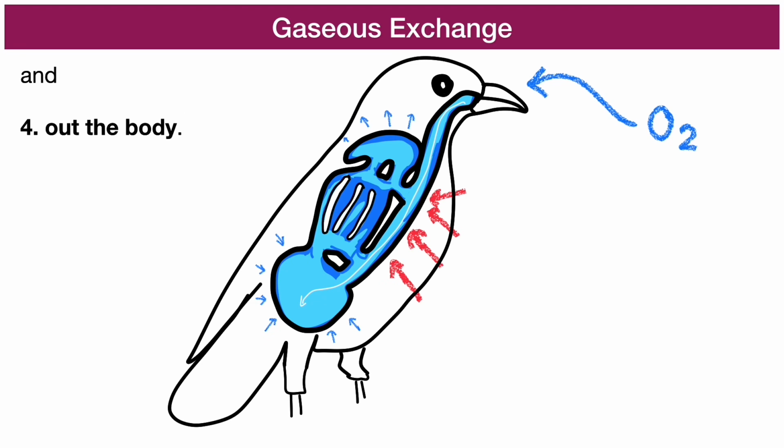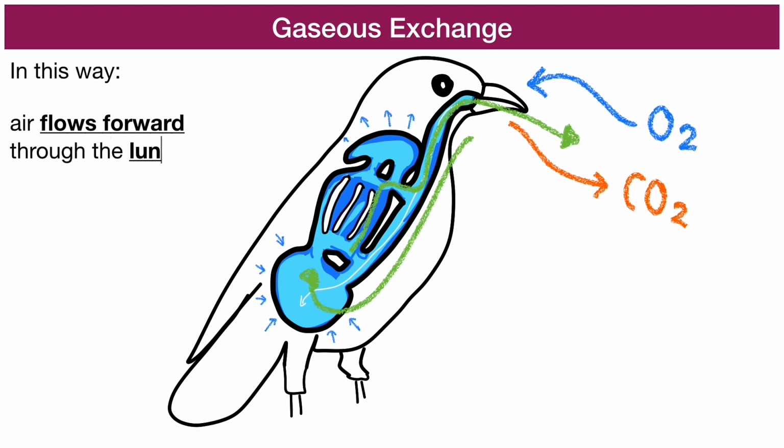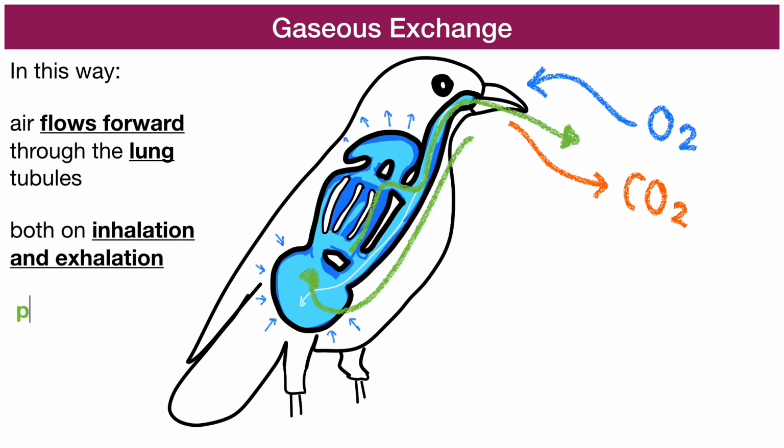And this type of airflow and this mechanism that you see in front of me is very efficient because it allows the air to flow forward through the lungs on both the inhalation and the exhalation. So when the bird breathes in, the air is flowing forward through the lungs, and when the bird is breathing out, the air still flows forward through the lungs. And so the bird can continuously exchange oxygen and CO2 in this way.